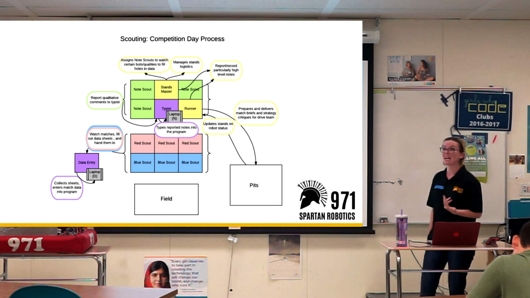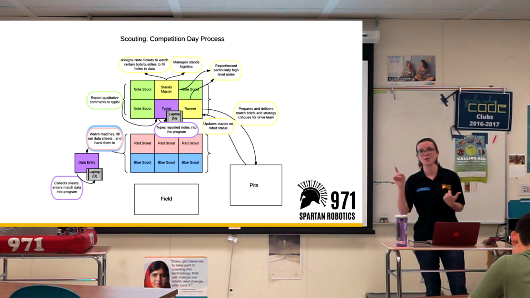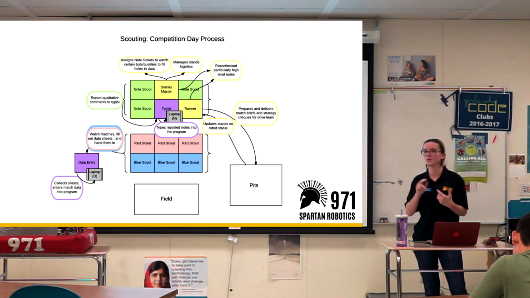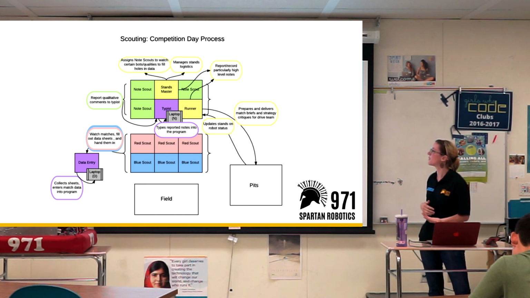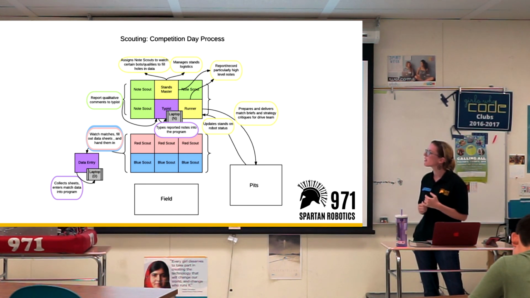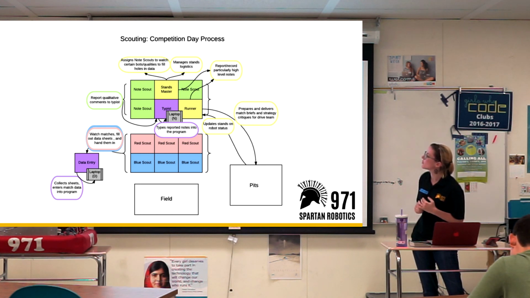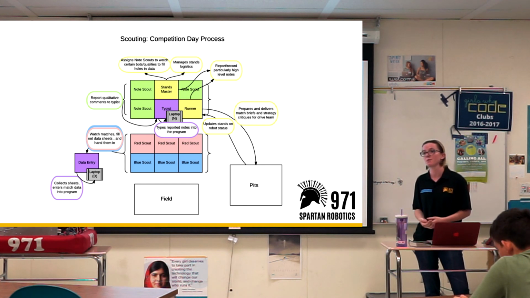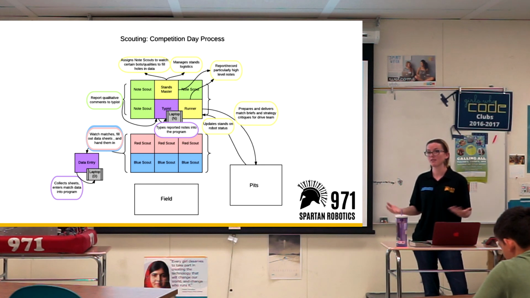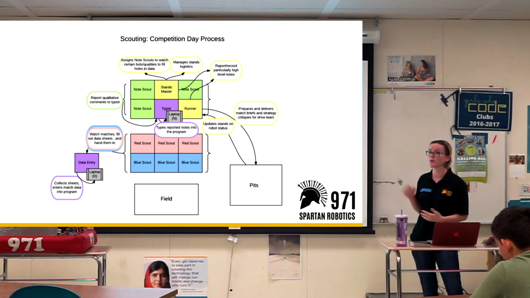So we've had up to like 5 or 6 note scouts. And there have been times, like this past year, the runner position was filled by about 3 different people who would do different aspects of briefing the drive team or collecting data. The stands master was usually 1 or 2. So I guess we try to run with a minimum of 13 people, but we've had up to like 20 involved. But we also have the luxury of having a lot of people involved. So if you don't have as many people, there are ways to modify it so that you don't need a minimum of 12.